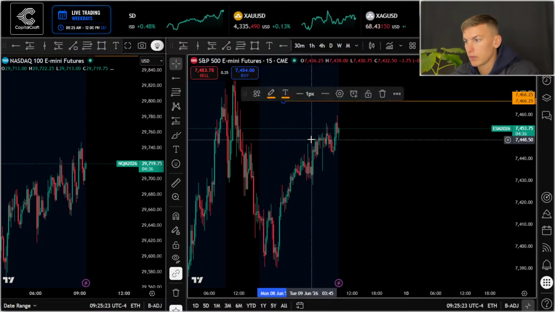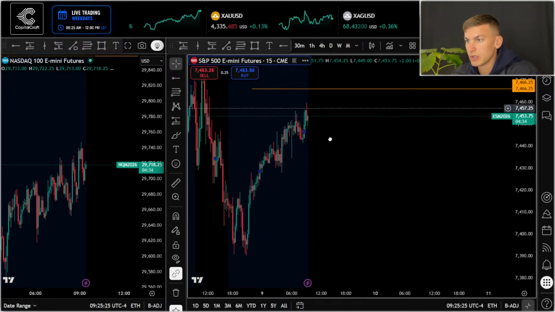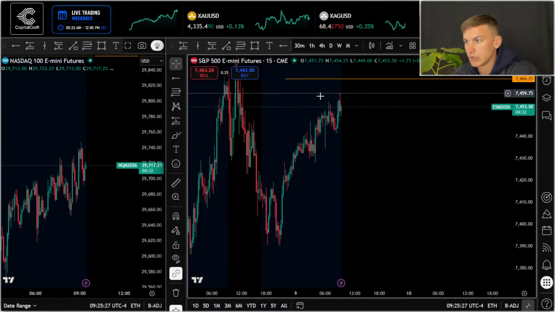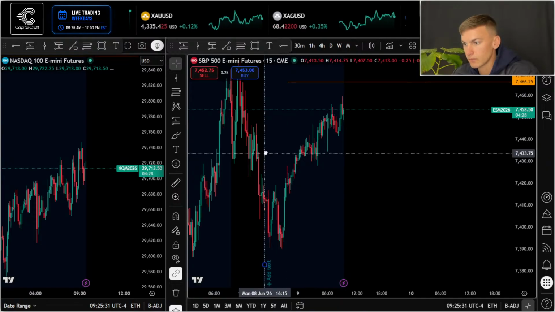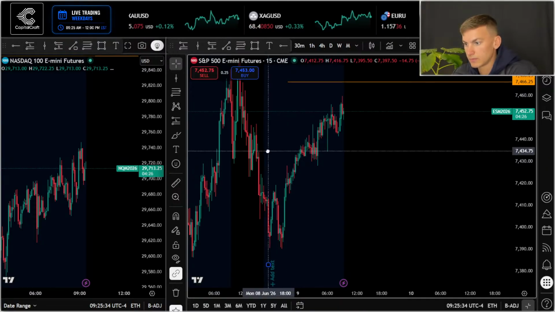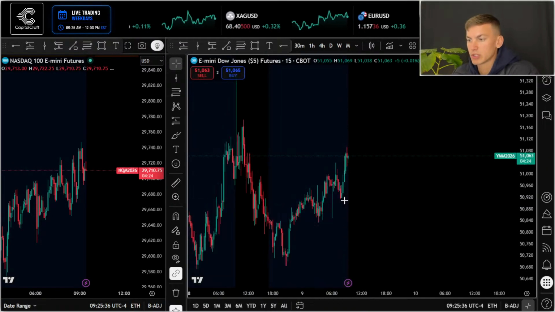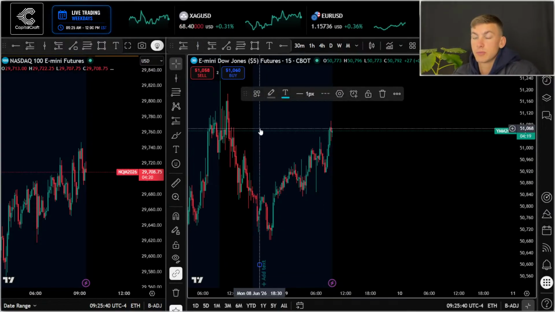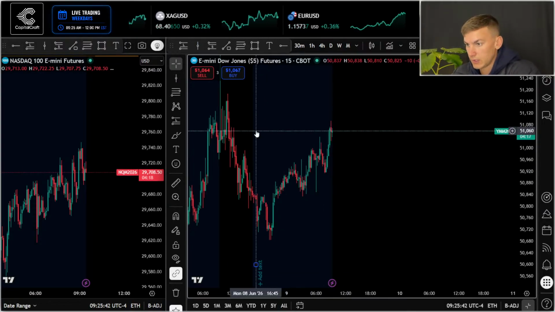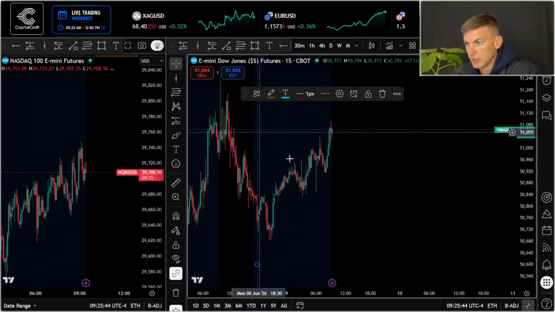We're going to quickly copy and paste on the Dow. Also just quickly draw a vertical line on that 6 p.m. There you go. So that pretty much just delineates today's trading range. Once again, new day open starts at 6 p.m. Eastern Standard Time. So we do the same on the Dow.